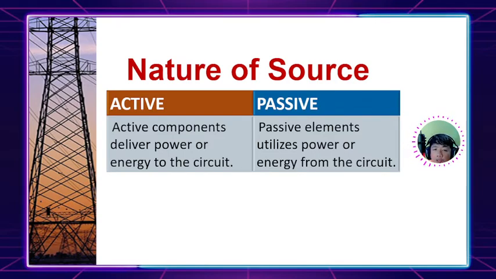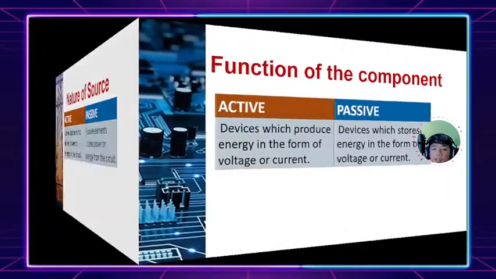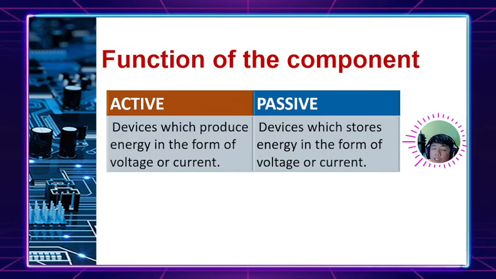That is the difference when we talk about the nature of source. Next, the difference based on the function of the component. An active component produces energy in the form of voltage or current. A passive component does not produce or store energy in the form of voltage or current. It relies on the voltage or current. It has no ability to produce its own power or energy, unlike active components. That is how we differentiate active and passive based on function.